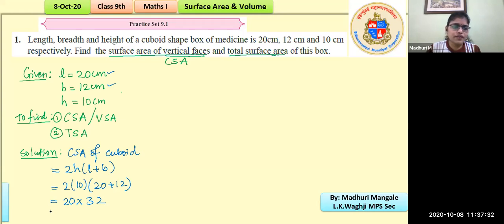And solving it, what do we get? That is equal to 640, and the unit will be centimeter squared. For CSA, that is for areas, the unit is always squared. So it can be centimeter squared, it can be meter squared, like that. And for volume, we put the exponent 3, that is cubed. Fine. So we got the first answer, that is the surface area of vertical faces.